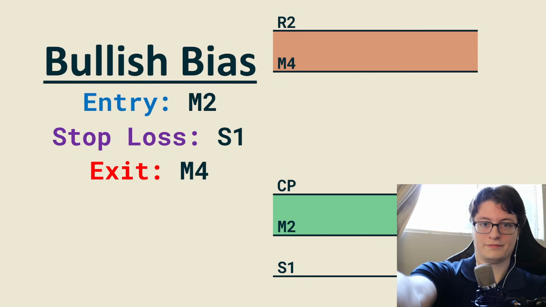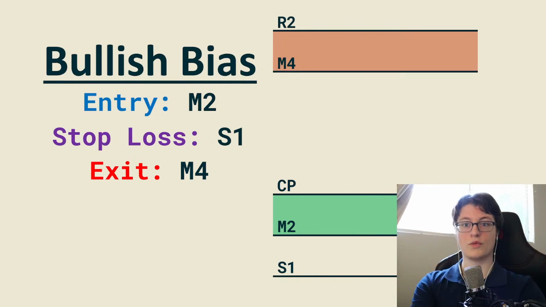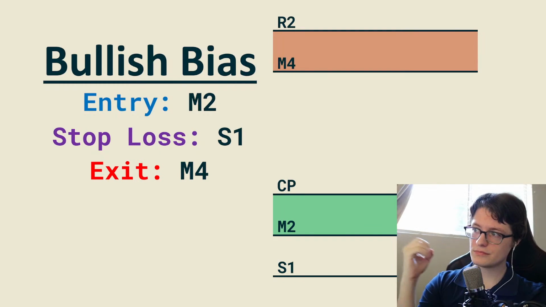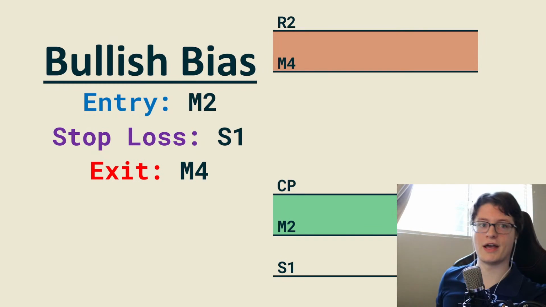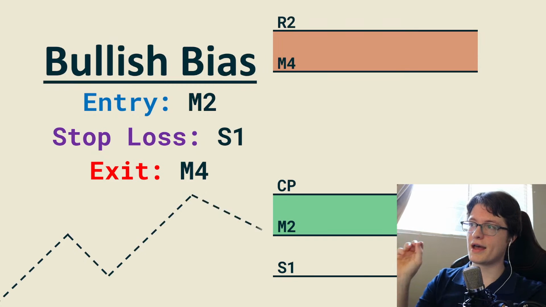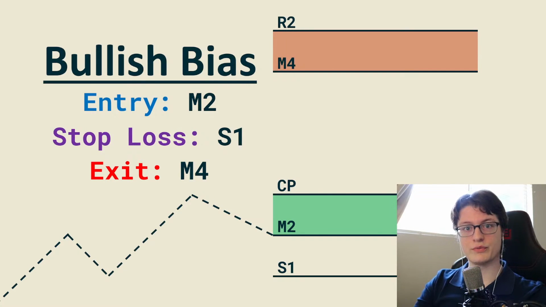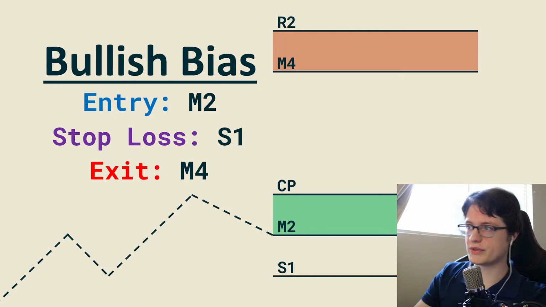First off, we have the bullish bias setup. Typically here, you're going to have your entries at M2, your stop loss at M1, and your exit at M4. Now, if you're not familiar with what the M levels are, these are simply midpoints.